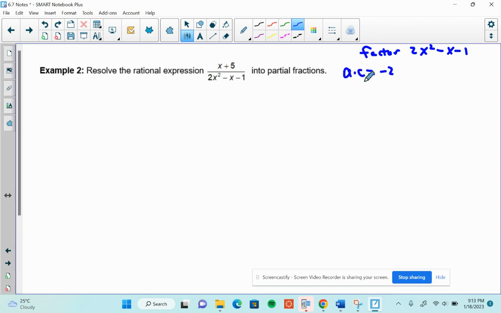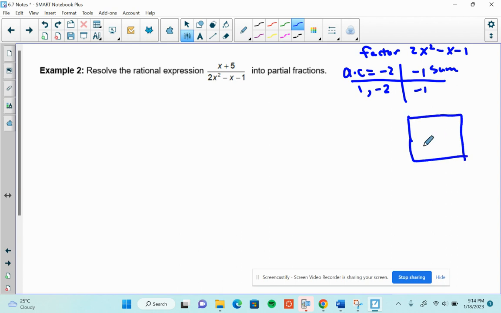2 times -1 is -2. I look for 2 factors of -2 that add up to -1. That's what I need for my sum. So the only factors of 2 are 1 and 2. If I make that a positive 1 and a -2, those will add up to -1. Then I do a quick little box. I'm going to go through this fast. We have 2x squared. The middle term gets split into a 1x and a -2x. And the last term is -1. GCF for the first row is x. GCF here, we're going to do a -1. And if you use grouping, then do grouping.